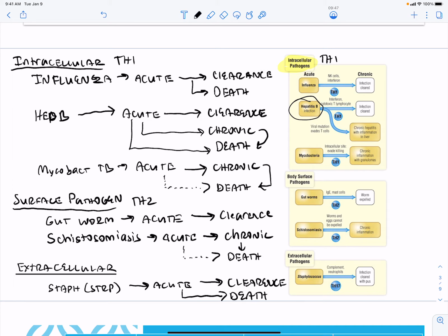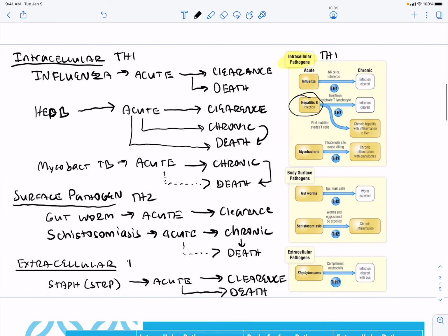Now, you cannot live with an extracellular bacteria growing inside of your body because the purpose of the bacteria is to break down your cells in order to get nutrients. And so you will have loss of organ function. That's what happens when staph gets into your lungs, for example. It's going to break down your lung tissue, and you cannot survive with that. So you have to clear it, and unfortunately, sometimes this can lead to death. Extracellular are going to be your Th17s.